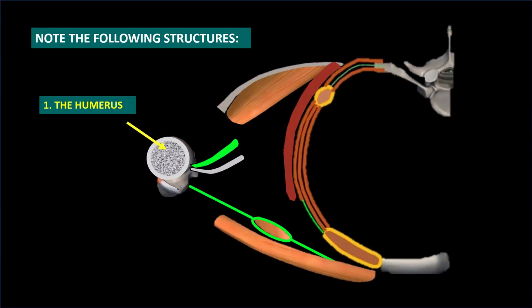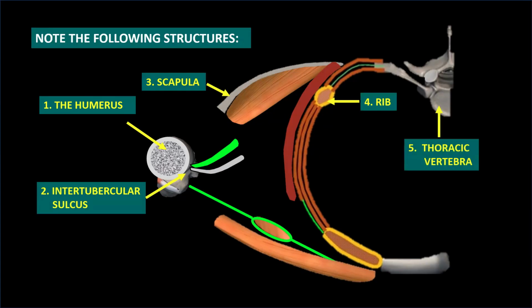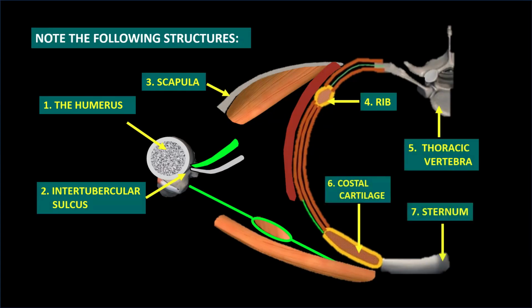Note the following structures. 1. The humerus. 2. The intertubercular sulcus. 3. The scapula. 4. A rib. 5. A thoracic vertebra. 6. A costal cartilage. 7. The sternum. And 8. The clavipectoral fascia.